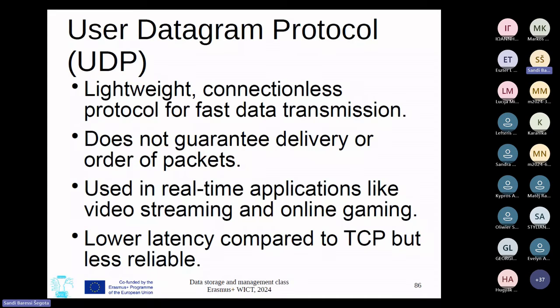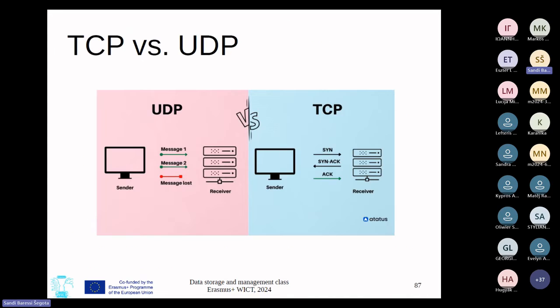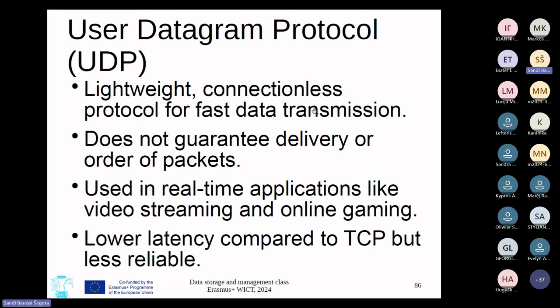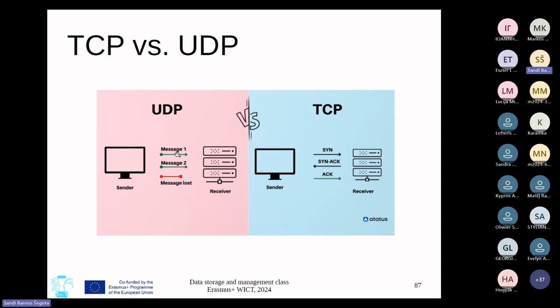UDP essentially says, hey, I don't care. You have your IP address. I'm going to send the data there, to a port that you told me to send the data to, through an application protocol. And that's all I'm going to do. I'm going to send one packet, another packet, a third packet. So you can see that in the process here.